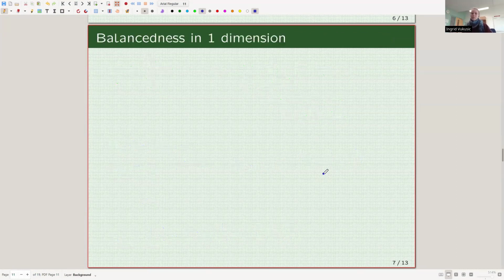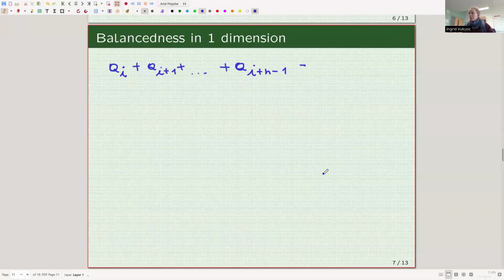For example, we could start by checking the balancedness property in the one-dimensional case. So remember, balanced means that all the blocks of a fixed length, say of length n, have roughly the same weight. So let's look at the blocks of length n minus 1. Then we've got i plus 1. And counting ones in this block is the same as just adding up all the digits. So we want to find out what the value of this is.